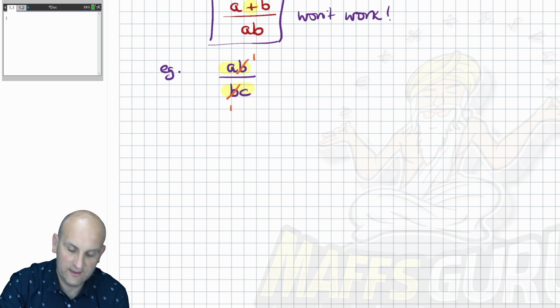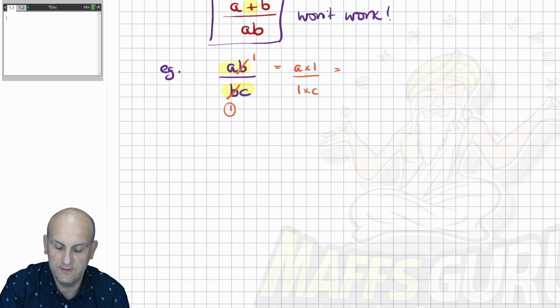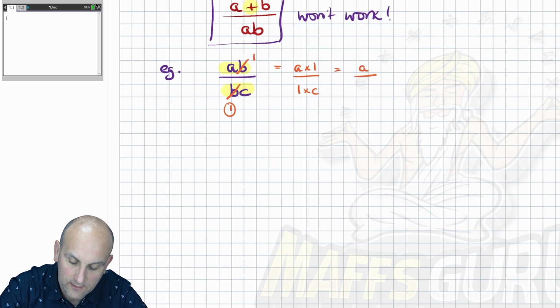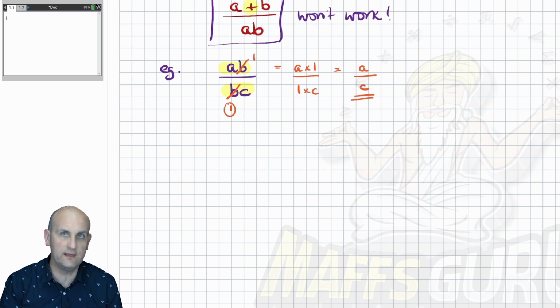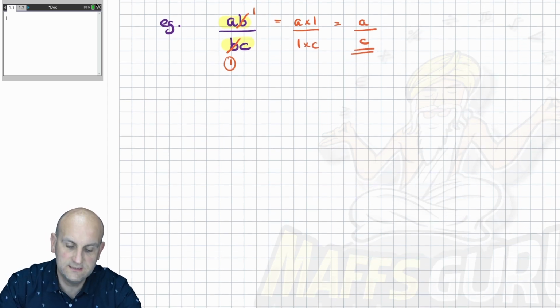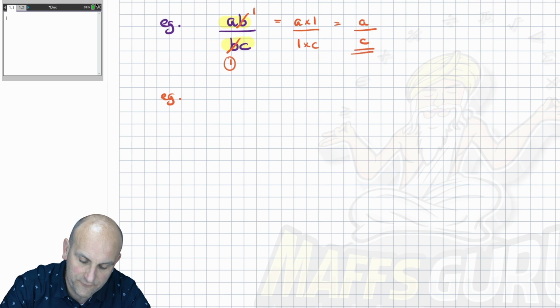So what do we now have here? We end up with A times 1 divided by 1 times C. Yeah, that 1 is in the place of the B now. So A times 1 is A, 1 times C is C, and lo and behold, my answer becomes A divided by C. I can't simplify it, can't do anything else here. Yes, it's a fraction, don't panic, it's fine, but this is the general idea of what we can do with letters.